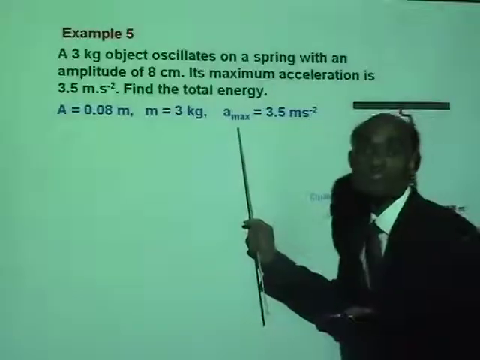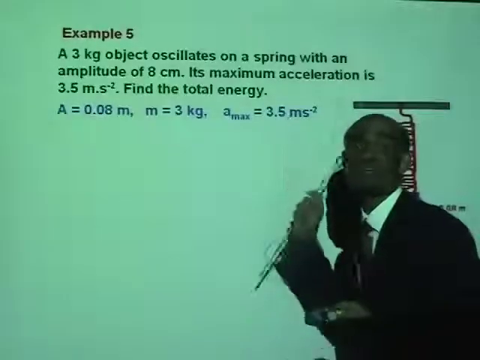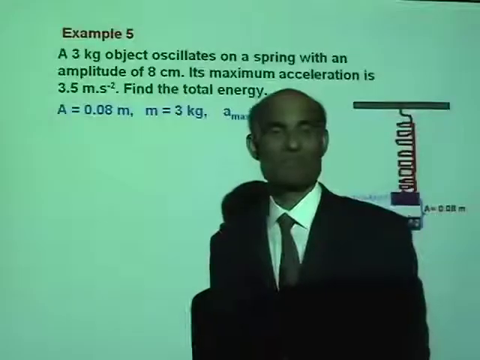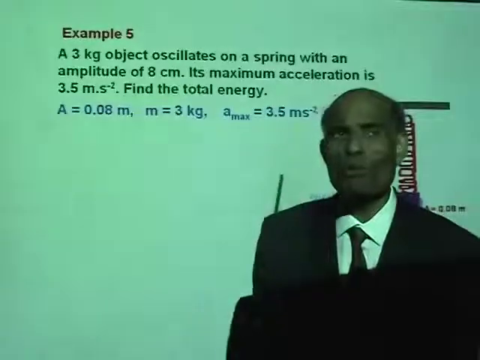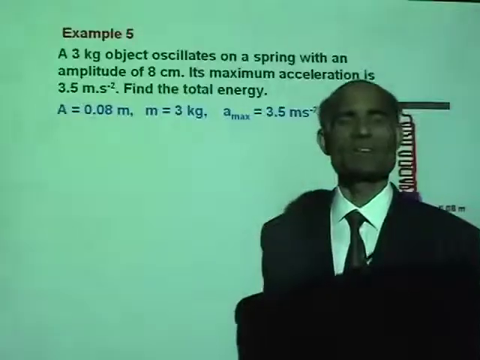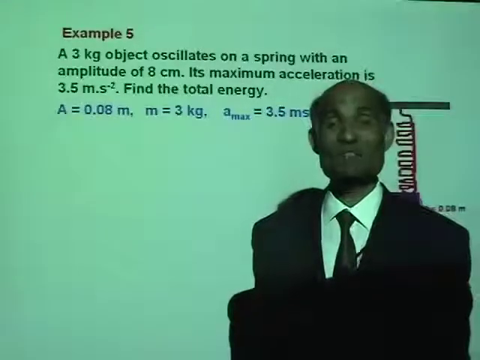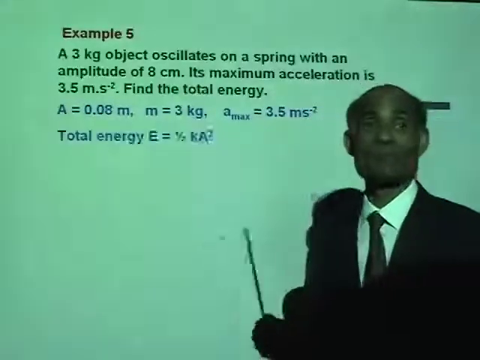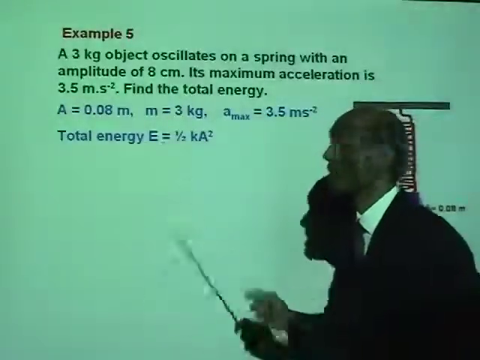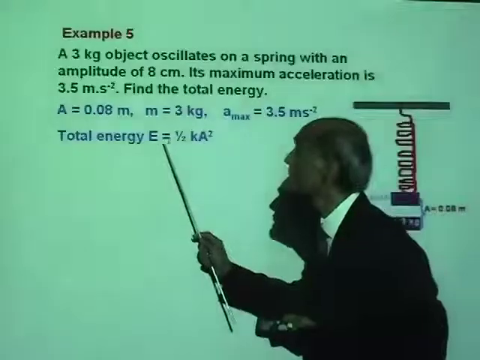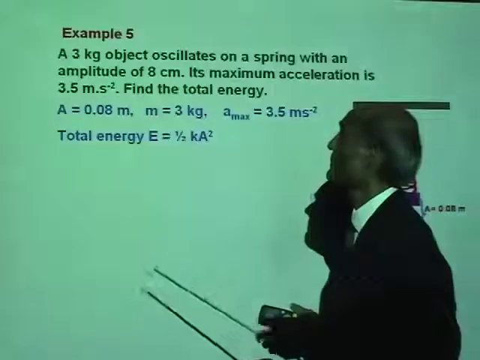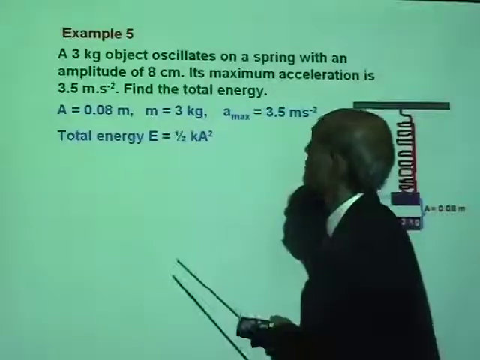And the maximum acceleration is given to be 3.5 meter per second squared. Tell me, what is the equation for the maximum acceleration? Maximum acceleration is A omega squared. Now, what is the total energy? Total energy E is 1/2 Ka squared. We need to find that total energy.